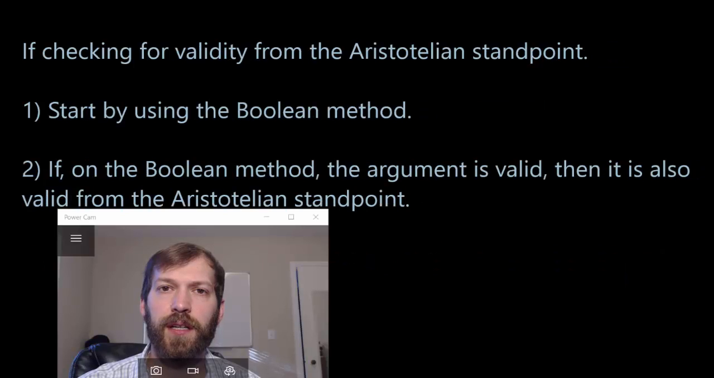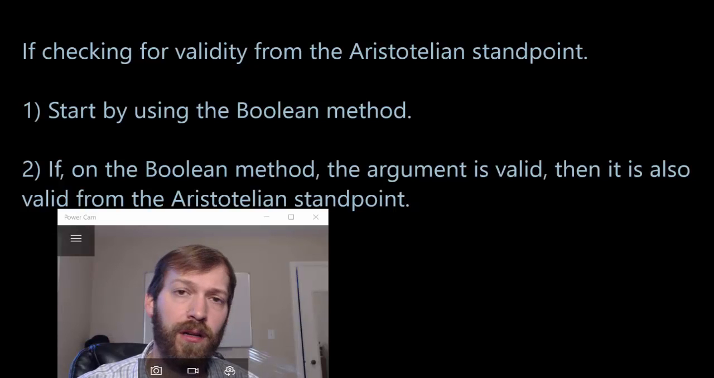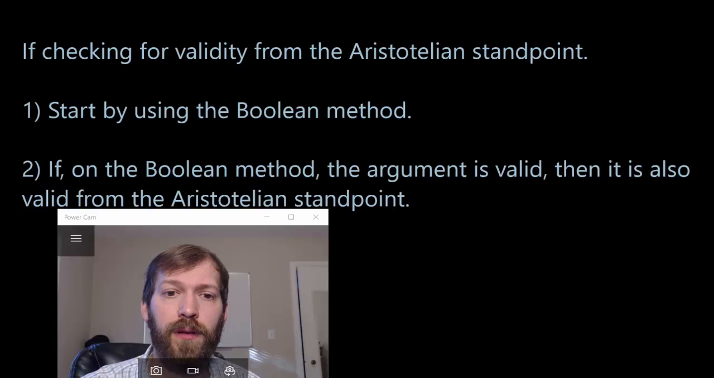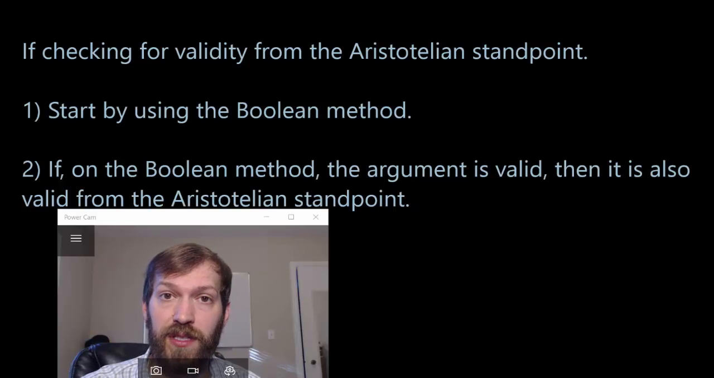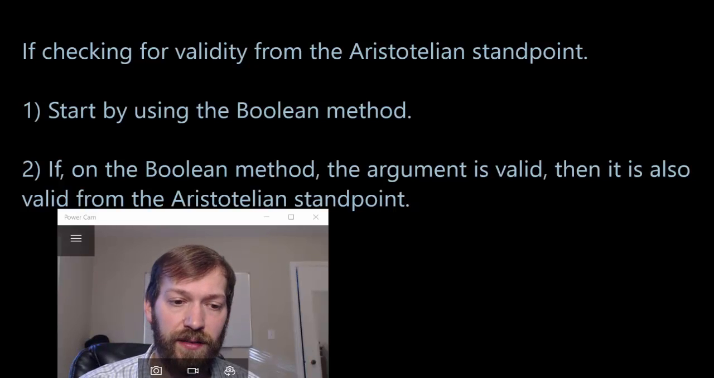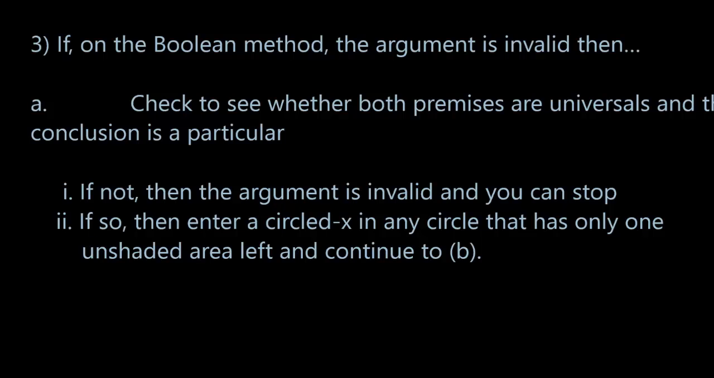If we're checking validity from the Aristotelian standpoint, then after we have gone over the first set of general rules that we've already covered, we start by using the Boolean method, the one that we're familiar with. And if it turns out that on the Boolean method the argument is valid, it's also going to be valid from the Aristotelian standpoint. And you'll just know that it's valid and you can stop. The question then is whether it turns out the argument is invalid from the Boolean standpoint.